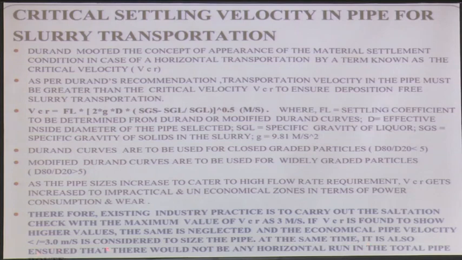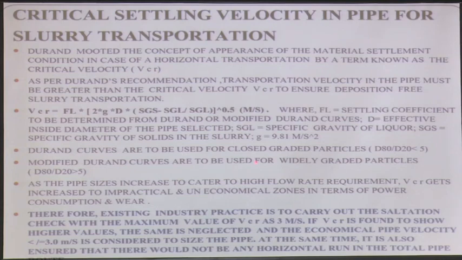At the same time it is also ensured that there would not be any horizontal run in the total pipe route. I would ensure that my total pipe route will not have any horizontal run, because the risk is for the horizontal run. If I can ensure that I am making a pipe route in a manner where there is no horizontal run, I am fine, absolutely fine, there is no problem. Otherwise, you have a problem.